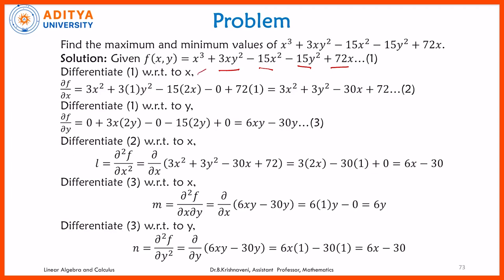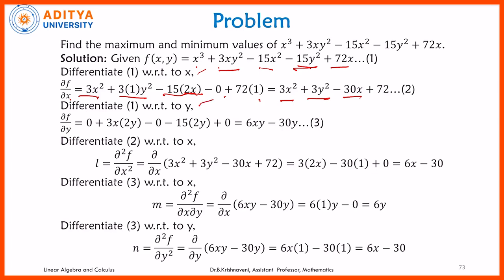Differentiate the above with respect to x, that is dou f by dou x. With respect to x, y is constant. x cube derivative is 3x square, 3 into 1 into y square, plus 15 into 2x, constant minus 0, 72 into 1. Which is 3x square plus 3y square minus 30x plus 72. Now differentiate with respect to y.